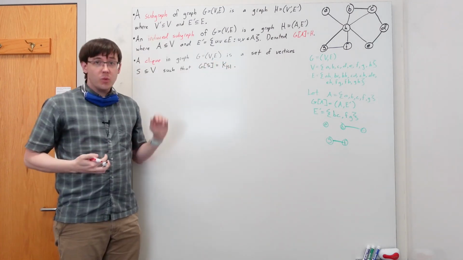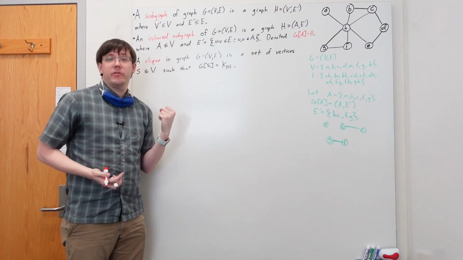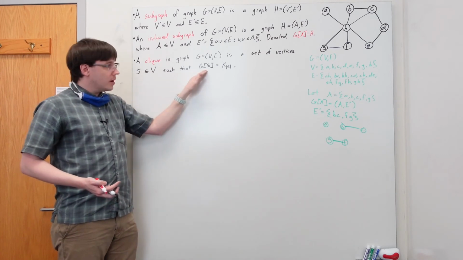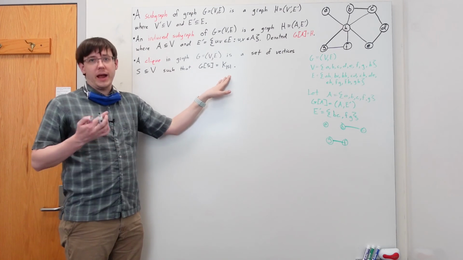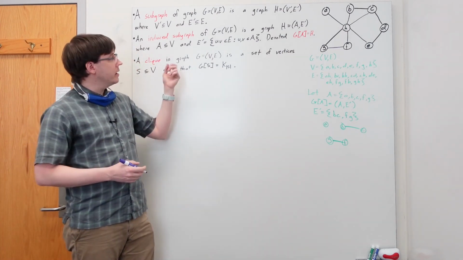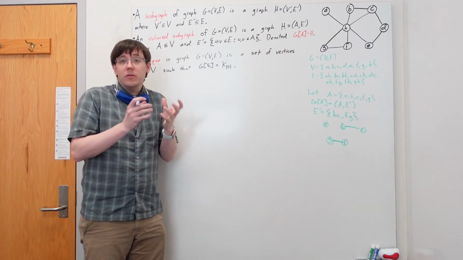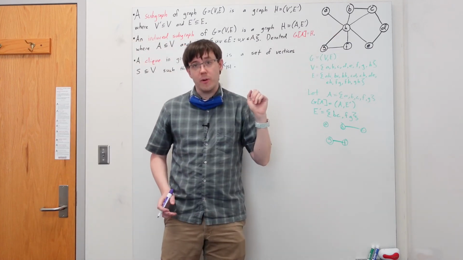A clique within a graph is a subset of the vertices in that graph, where when we build the induced subgraph, we get a complete graph. Equivalently, we could define a clique as a subset of the vertices such that all of the vertices in that subset are adjacent in the graph.